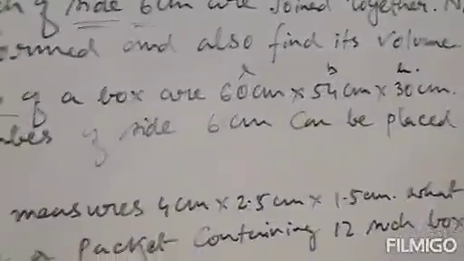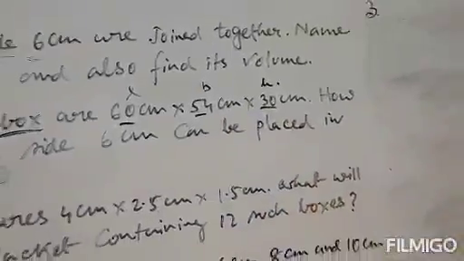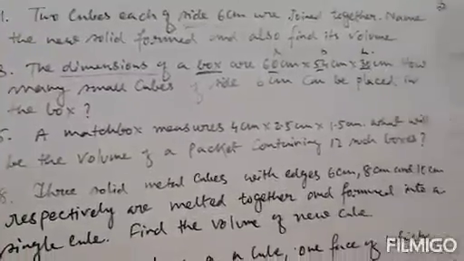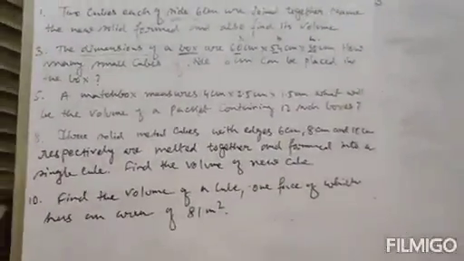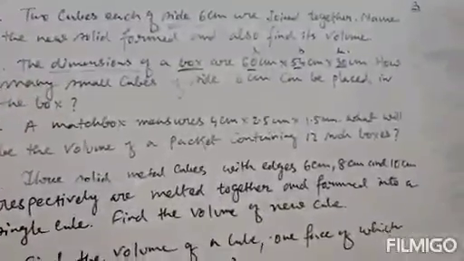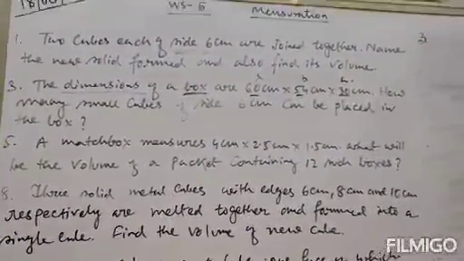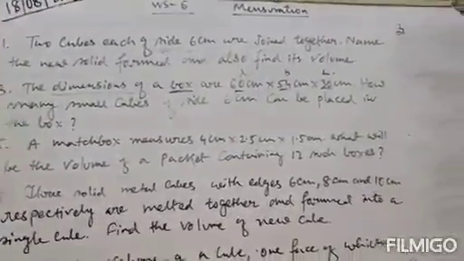Clearly you can assume that this box is of cuboidal shape because length, breadth and height, all three are different. That means it is a cuboid, not a cube. So box is in cuboidal shape. Now how many small cubes of side 6 cm can be placed inside the box? So you have a cuboidal box whose length, breadth and height are given, and you are asked how many small cubes you can place inside the box, each having side 6 cm.